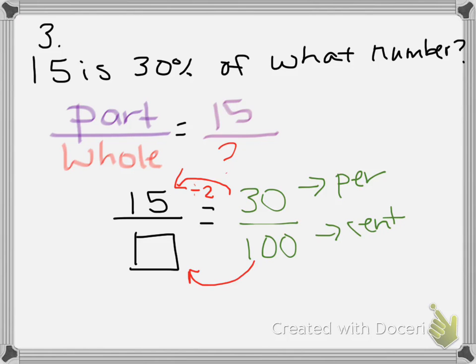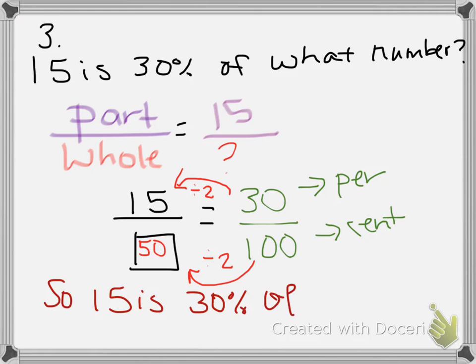And we want to go, okay, we have to go from 30 to 15. Normally you're used to going from 15 to 30, but the problem is you have the information on the right-hand side, so you're going to kind of work backwards. So 30 to 15, you had to divide by 2. So to get the answer that goes in the block, you divide by 2, and we get 50. So 15 is 30% of 50.